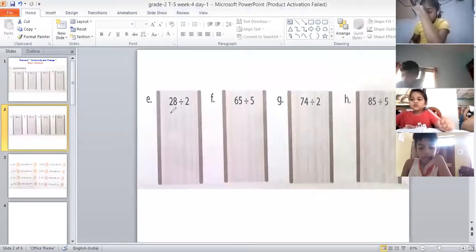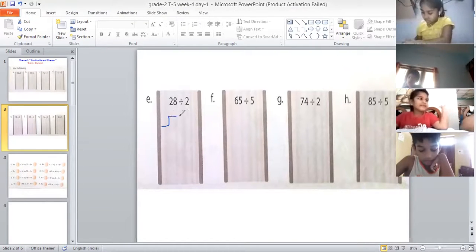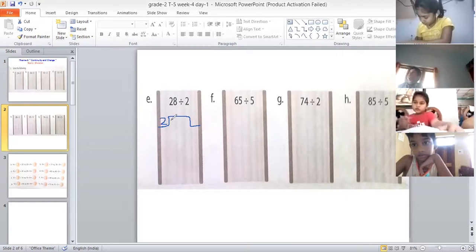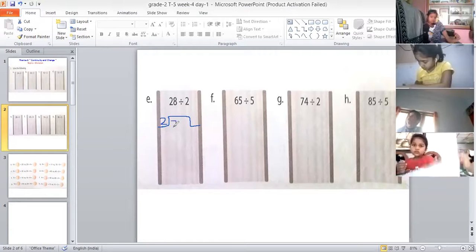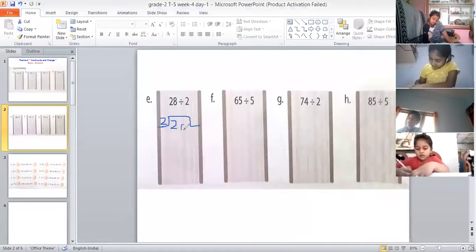28 divided by 2. Yeah, so this is 28 divided by 2. So which number will we write outside, Zed? 2. Very good. So we'll be writing this 2 outside, and inside we'll be writing here 28.